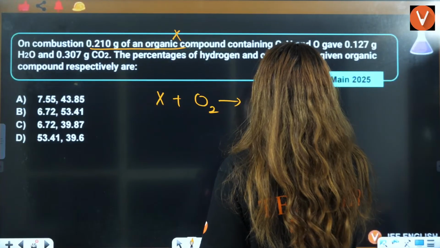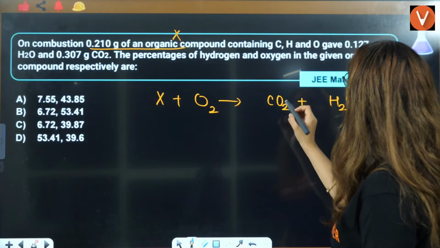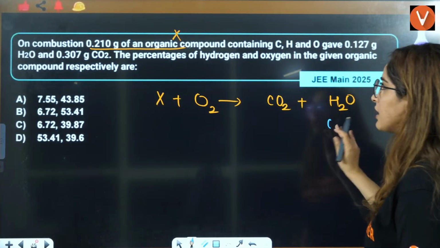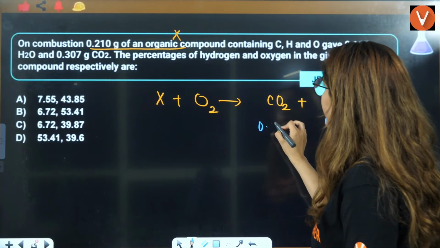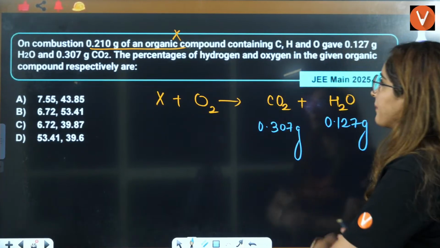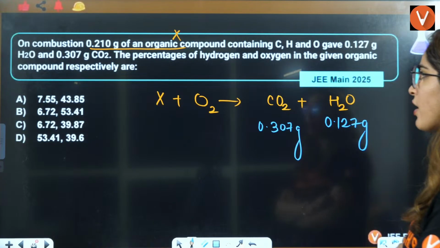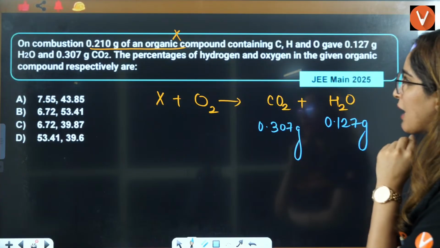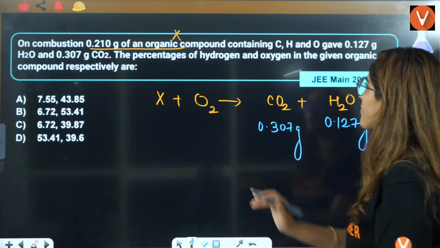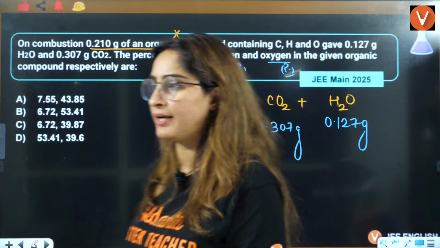So CO2 it gave you, and water, right? Water was 0.127 gram. CO2 was 0.307 gram. The question asks for the percentage of hydrogen and oxygen in the given organic compound respectively. The total organic compound is given to you. You have to calculate how much hydrogen you had and how much oxygen you had in this organic compound. That will give you the percentage.